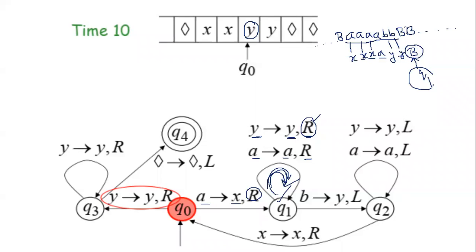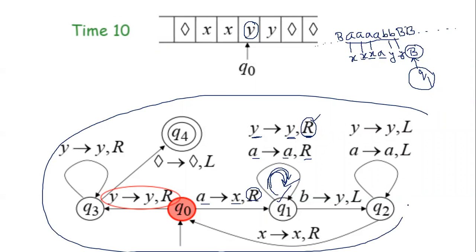Now you will encounter a blank symbol, and you are in state Q1. Now see, in this diagram, it is not defined what to do if you are in Q1 and you find a blank symbol. Am I clear? Yes, sir. Since it is not defined, what will happen? The machine will halt, as simple as that.